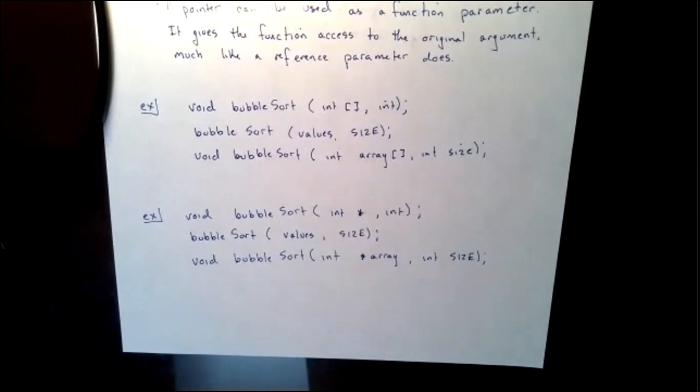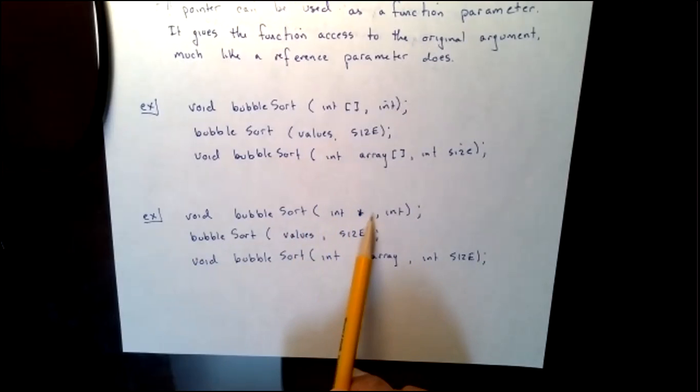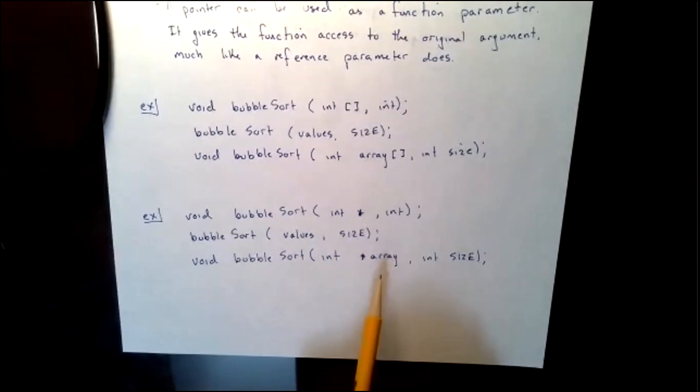A lot of you got into that in class last Thursday, and here it is again, sort of like a refresher or a review. Again, this is telling me it's a pointer to an int. This is telling me it's a pointer to an int that I'm going to call array that I can move through.